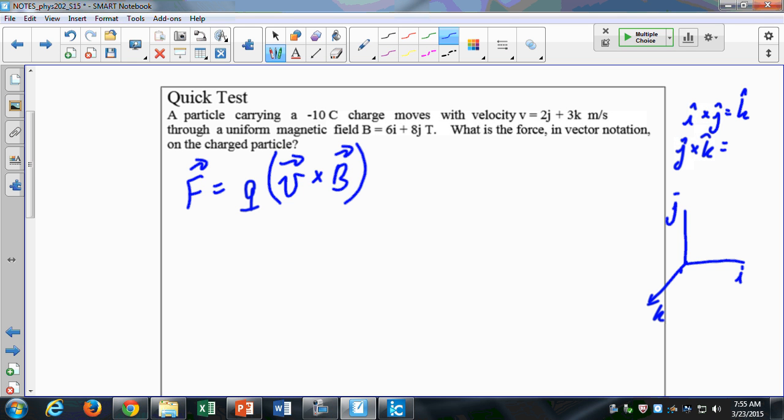Use FOIL, just write it out. If you know the method they teach in Calc 3 where you do the little matrix, that's fine too. It's not that much easier. But if you're used to it that way, that's fine.